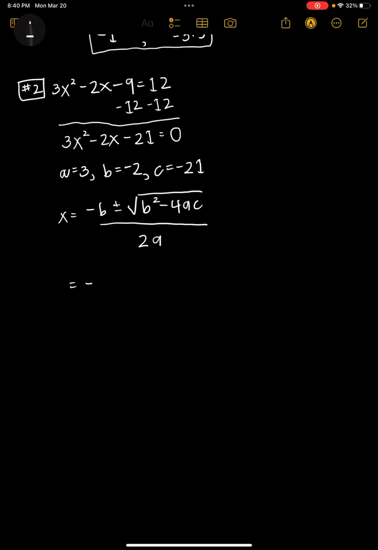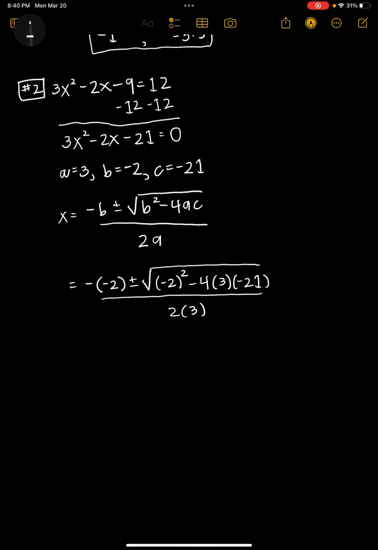All right, now let's plug in what we know. So it's going to be negative b, where b is negative 2, plus or minus the square root of b squared, so negative 2 squared, minus 4 times your a, which is 3, times your c, which is negative 21, all over 2 times your a, which is 3. Now we're going to simplify that. So negative 2, when you have those two negatives right next to each other, it makes it a positive 2, plus or minus the square root.